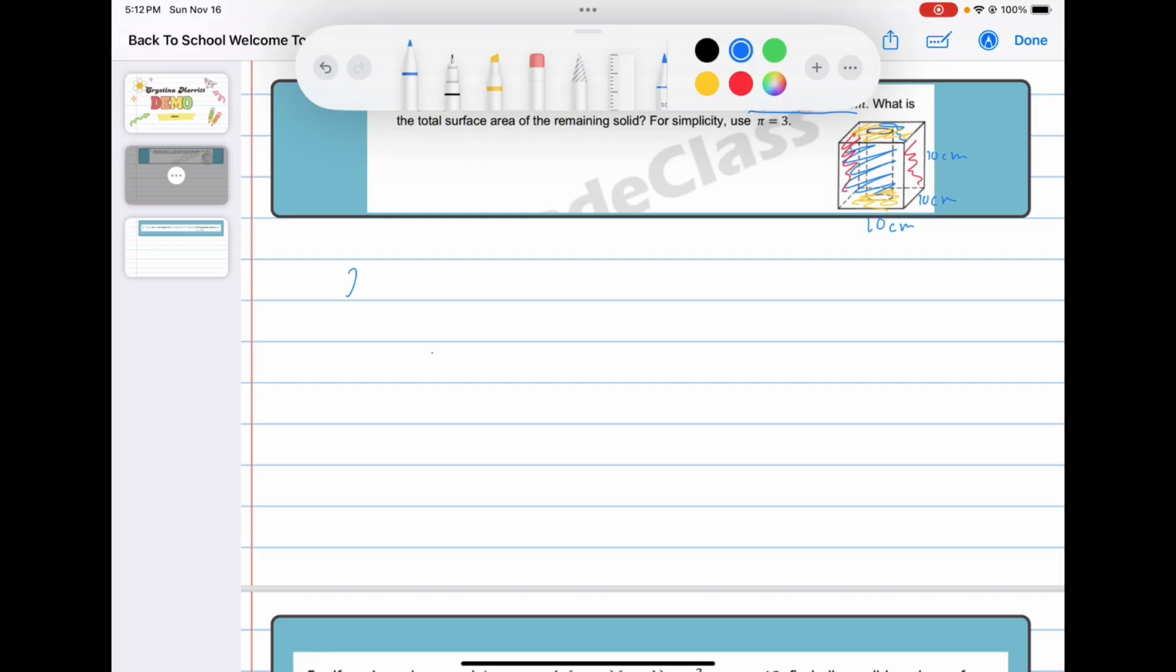So we know that a cube is going to have all the sides the same area. But to show the students where that's coming from, I would start by doing 2 times 10 times 10 plus 2 times 10 times 10 plus 2 times 10 times 10 for all the different sides. Then I would talk to them about the fact that all the sides are the same, so we could just do 6 times 10 times 10. So the surface area of the whole cube is going to be 600 centimeters squared.